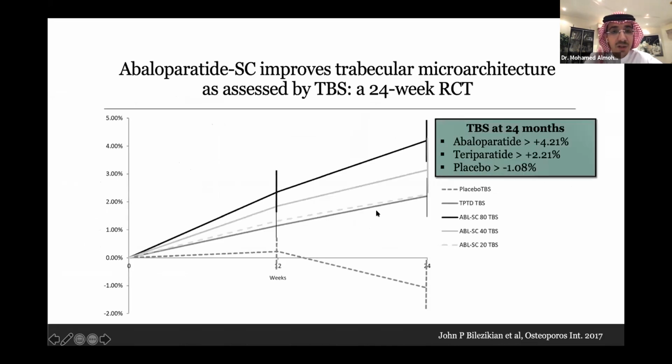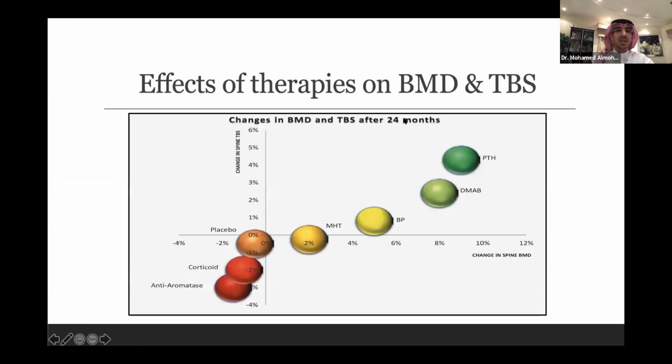Abaloparatide, which has already been approved in the US, showed a dramatic or significant increase, exceeding 4.2%, in comparison to teriparatide in the study, around 2.2%. So the placebo was negatively decreased, but there was a significant increase after 2 years of course of either abaloparatide or teriparatide. So it was significantly increased.